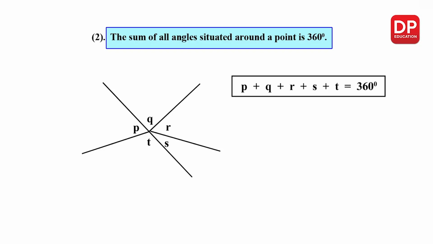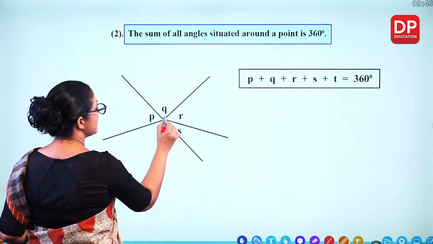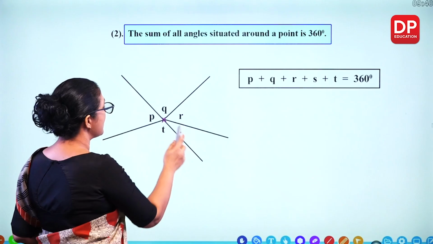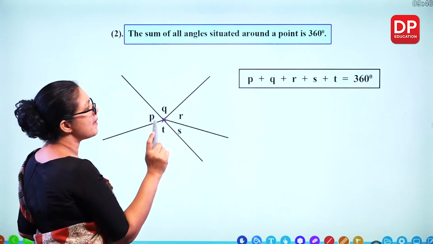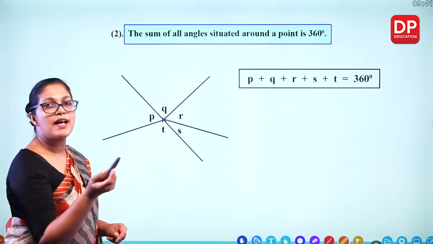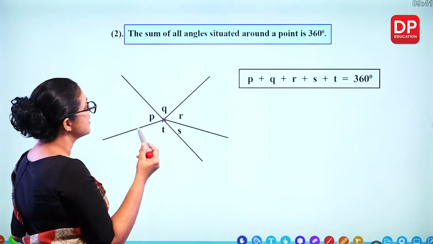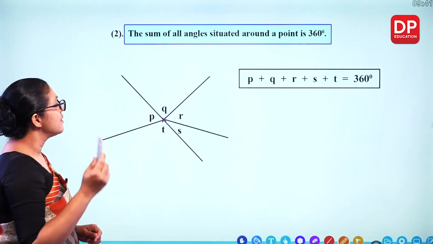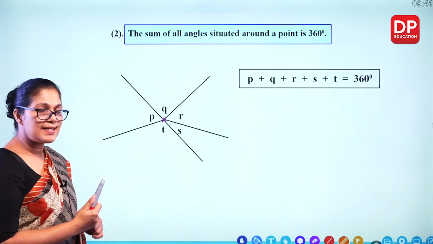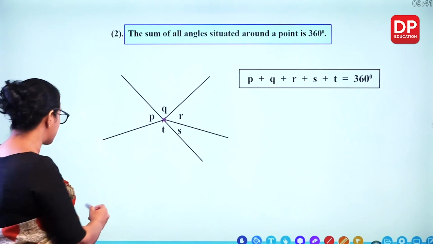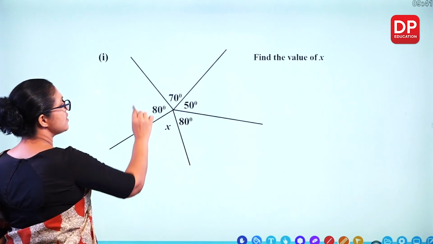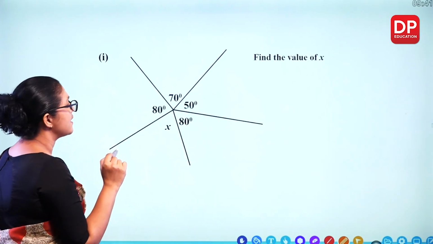The sum of all angles situated around a point is 360. So all these angles add up to 360. So we can write P plus Q plus R plus S plus T is 360 degrees. So we can use that property. So this is a theorem. The angles around a point is 360 degrees. We'll apply that. So we can find out x using that.